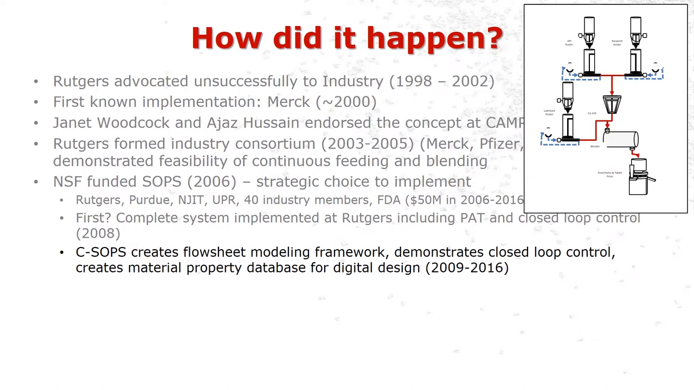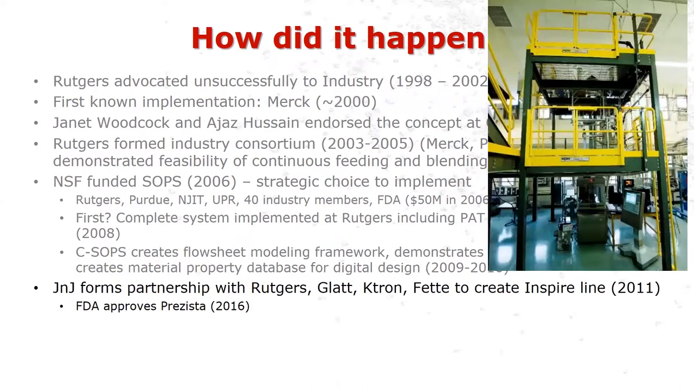So next slide, please. So then the other thing that I thought was a major step for us was around 2011, J&J came along and said, okay, we would like now to develop the GMP version of these. And we formed a partnership with multiple equipment suppliers to create what at the time was called the Inspire line, which had Coperion feeders, a GEA blender, a Comil, and a Fette tablet press.